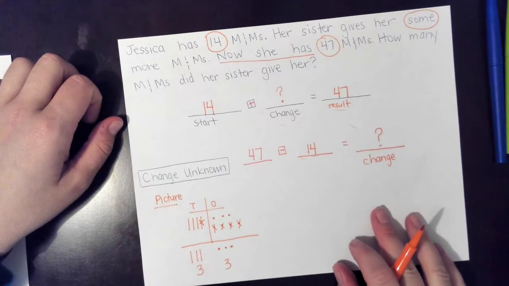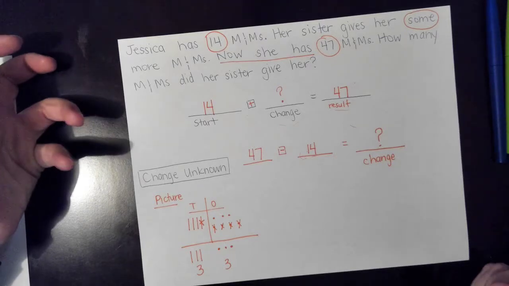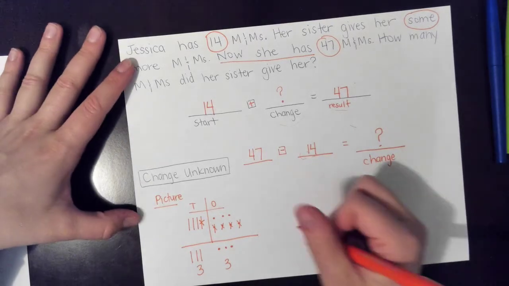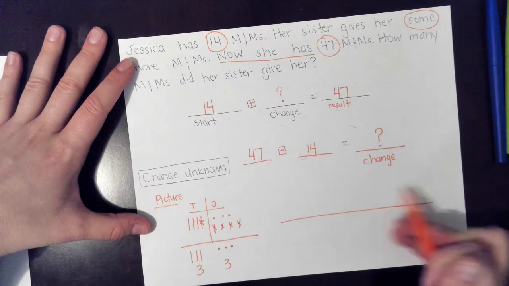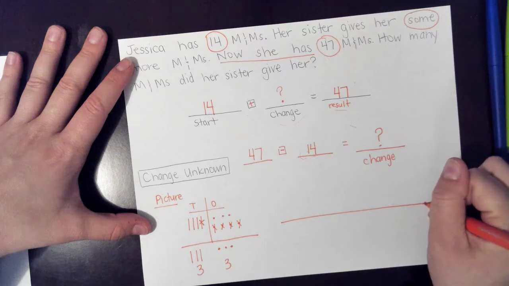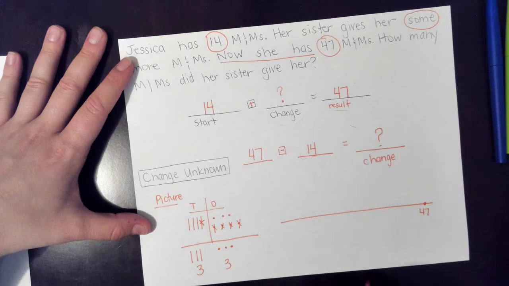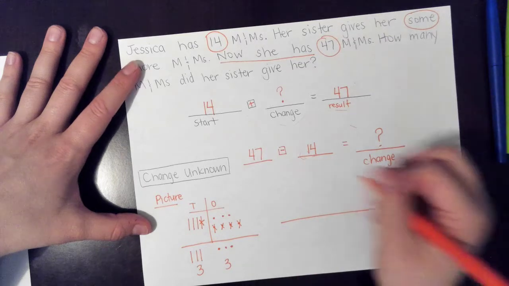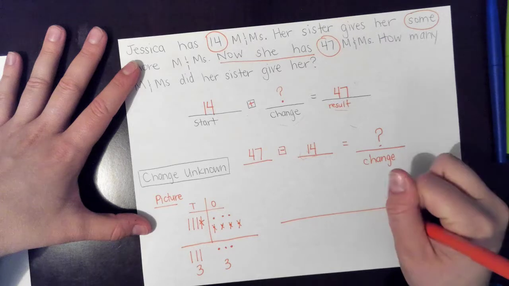Now, you could also try another strategy for this. In this case, I might try a number line. So I'm going to draw my line. And in this case, since I'm subtracting, I'm going to move backwards. So I'm going to start down here. And I know that I have 47. And then I want to take away 14. So I know that's 1 ten. So I'm going to make a big jump. And I'm going to subtract 10.